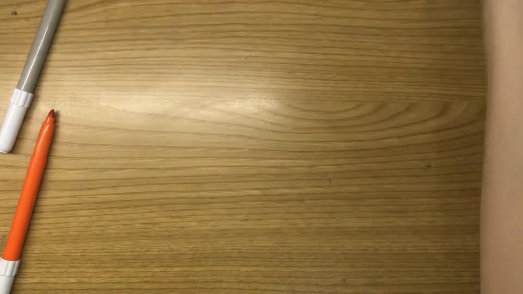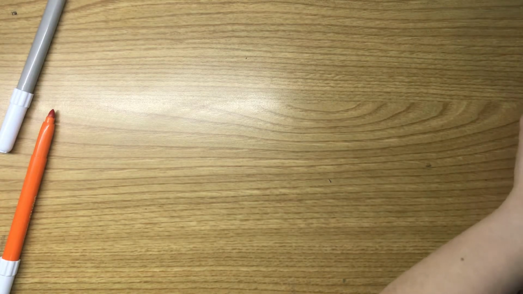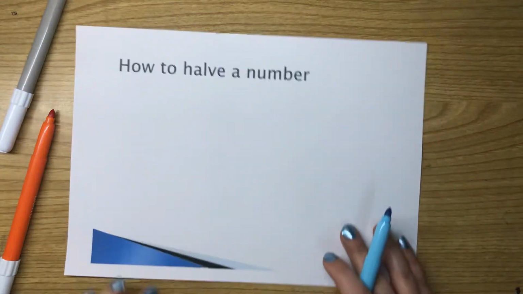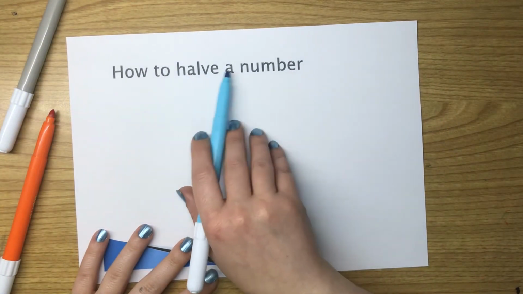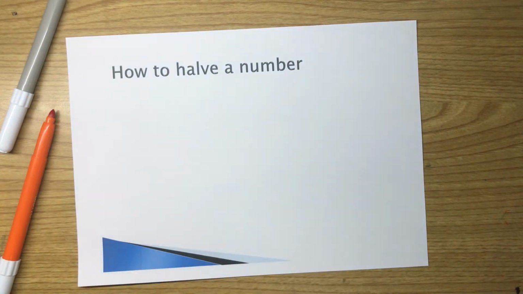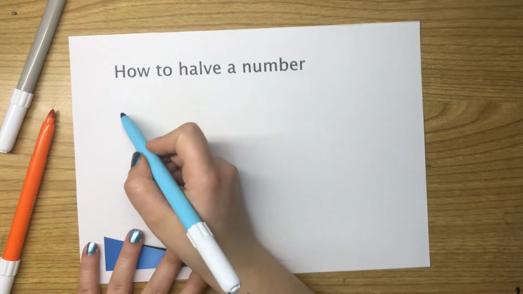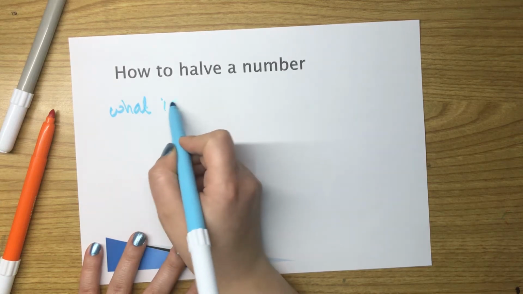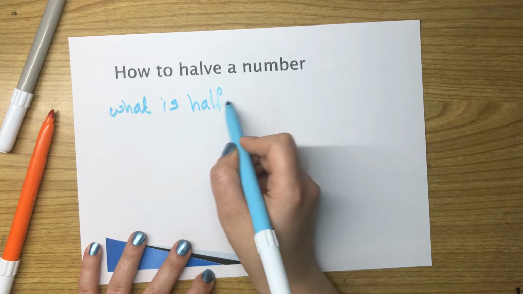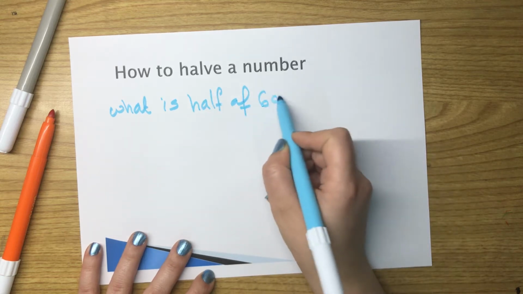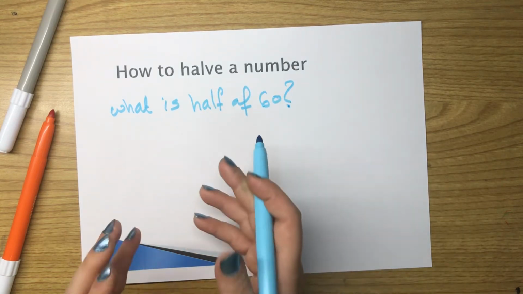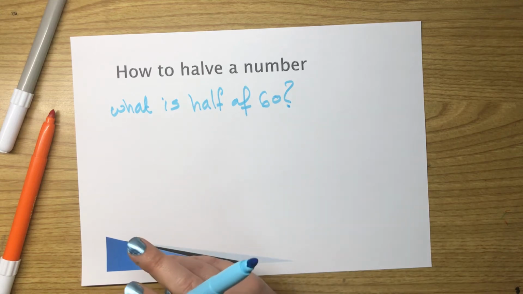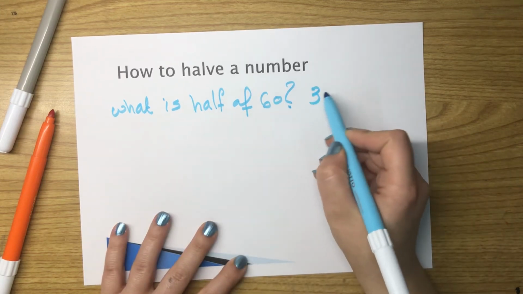Now, halving. What is the meaning of halving a number? Halving a number means taking half of that number. Such as, what is half of 60? That means what number added to itself gives you 60, which is 30.